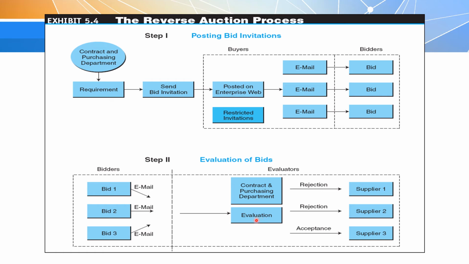Usually in auction, in reverse auction, the cheapest price will be chosen as the winner. However, in this B2B process, usually there are many other factors that will be used to select the winner. So the evaluator will send the rejection or acceptance email to the suppliers. So the supplier who offers the best condition will win the bid.